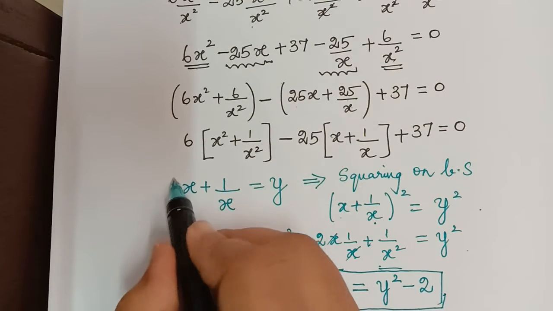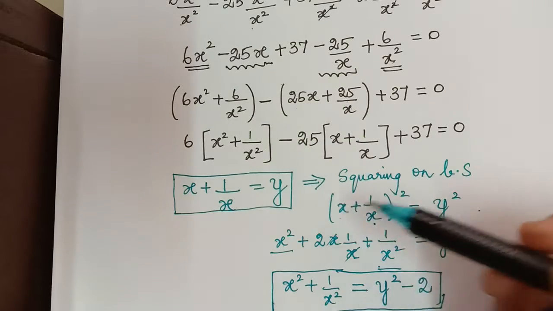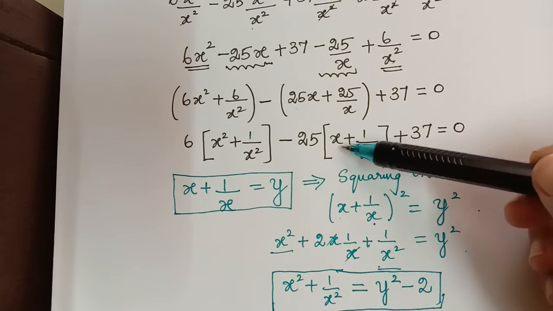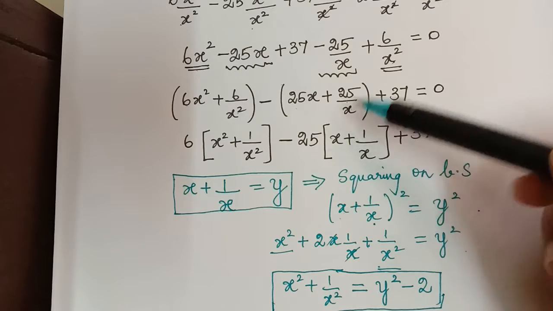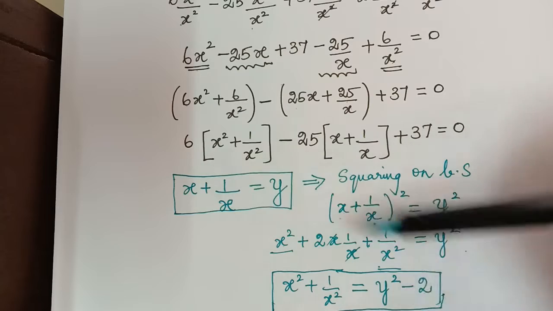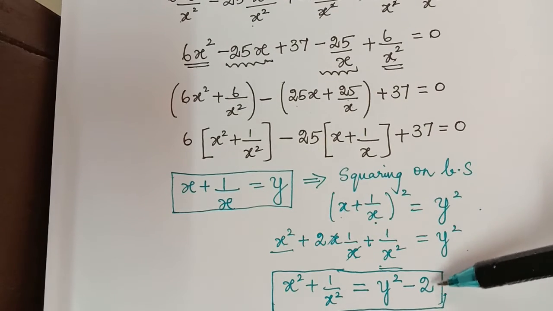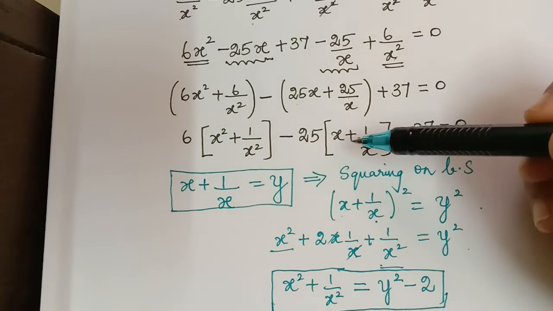And here we have x plus 1 by x to be equal to y. So now what we have to do, in this equation, at the place of x plus 1 by x, we have to replace it by y. And x squared plus 1 by x squared, we have to replace it by y squared minus 2. So now let us see what happens after the substitution.